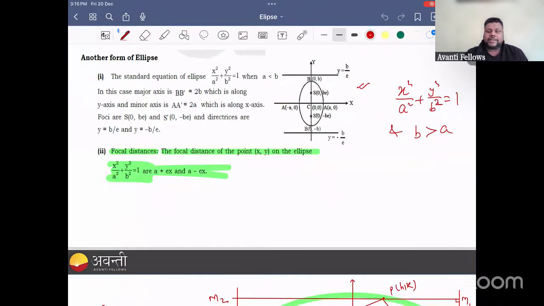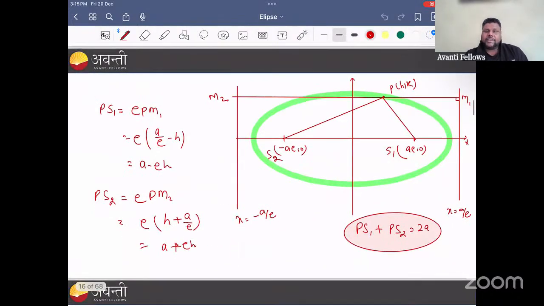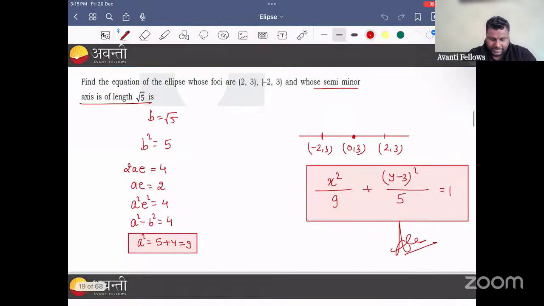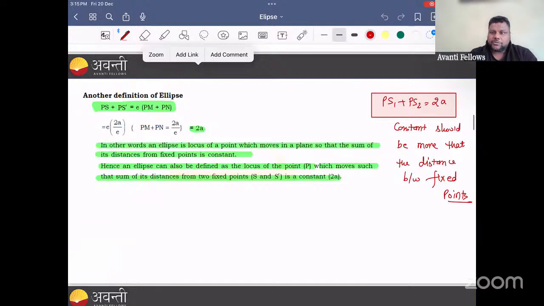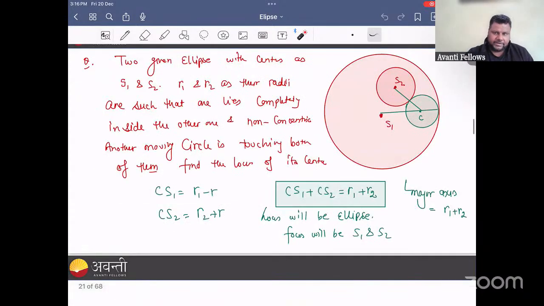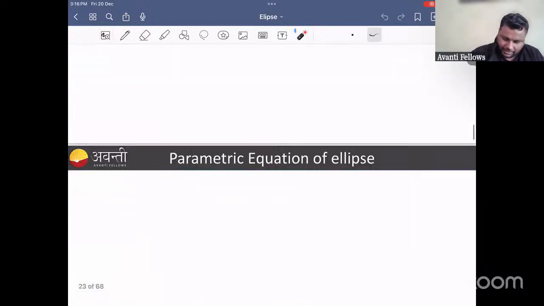Then if it is an erect ellipse, like major axis along the y-axis, then the parameters about that we have done. Then, very important, we have done the focal distance property. The distance of any point from the focus is e times its distance from the directrix. And from that, we got the focal distance property as PS1 plus PS2 equals 2a. Got it? Focal distance property is PS1 plus PS2 equals 2a. Now, after that, we have done equations on this property.